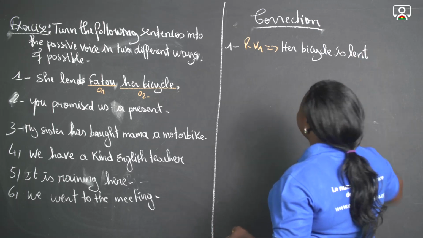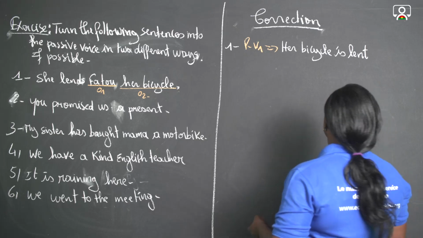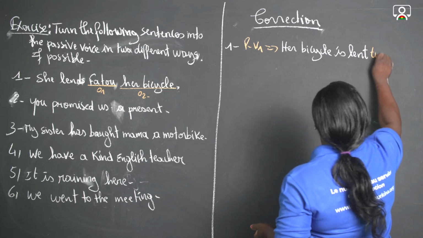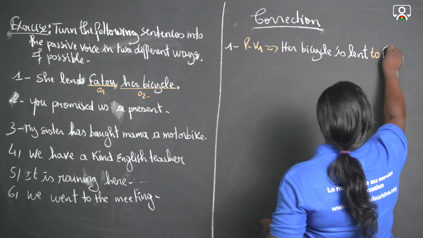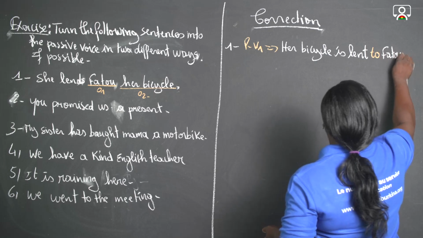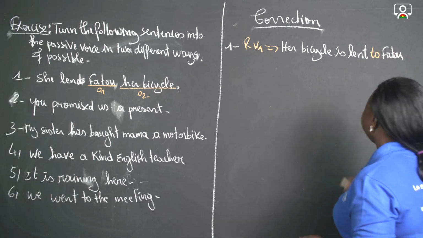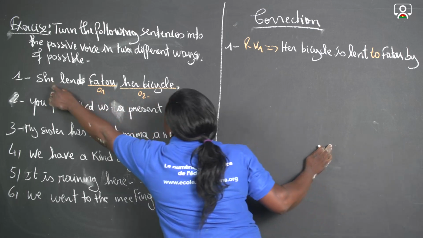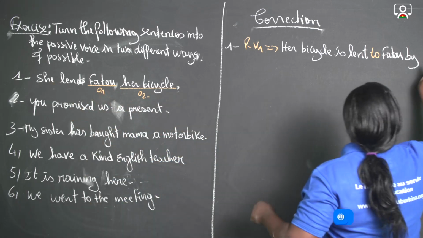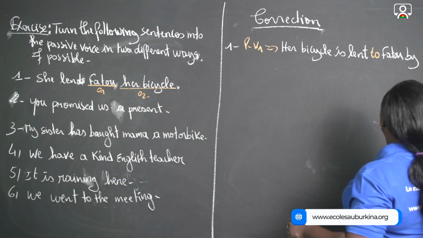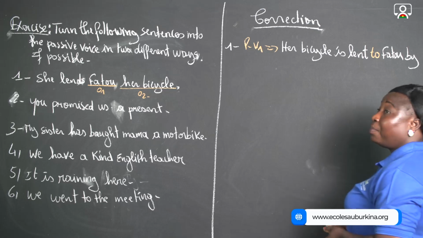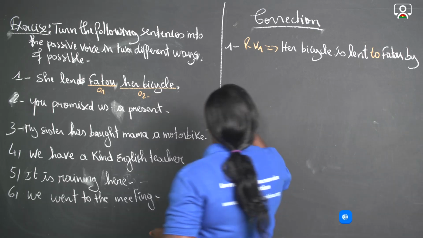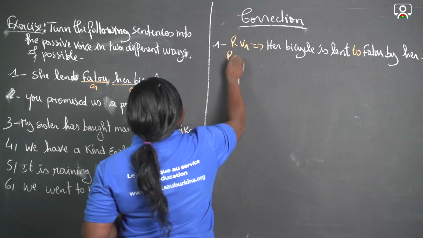The past participle of to lend is lent. Don't forget the to Fatu, okay? By whom? The subject will become the agent. She will become her. This is the passive 1. The passive 2 of the first sentence.